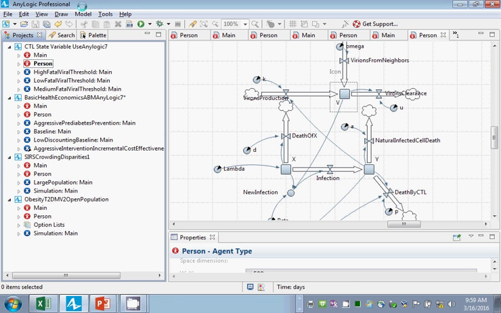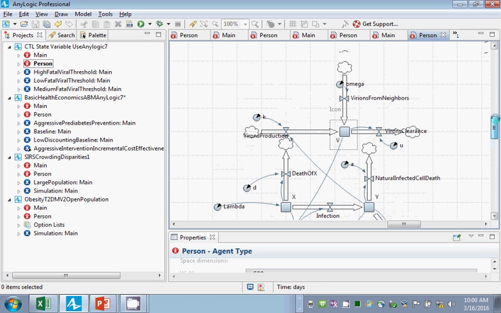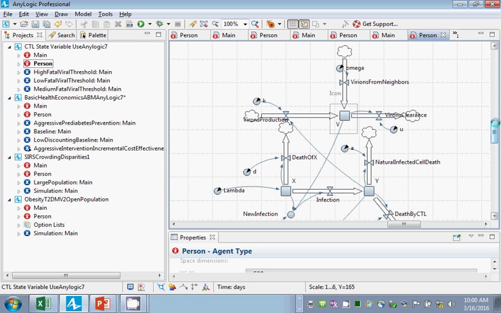Okay, so in this one, this show and tell, we open the CTL model, the CTL state variable. This is built by a student, myself and David Vickers, and it's kind of emblematic of a whole class of models that David Vickers and I built.